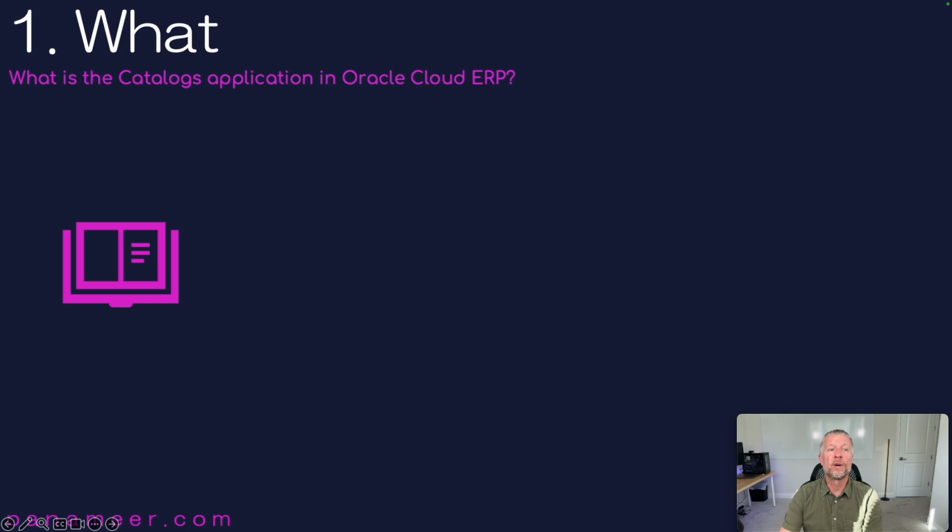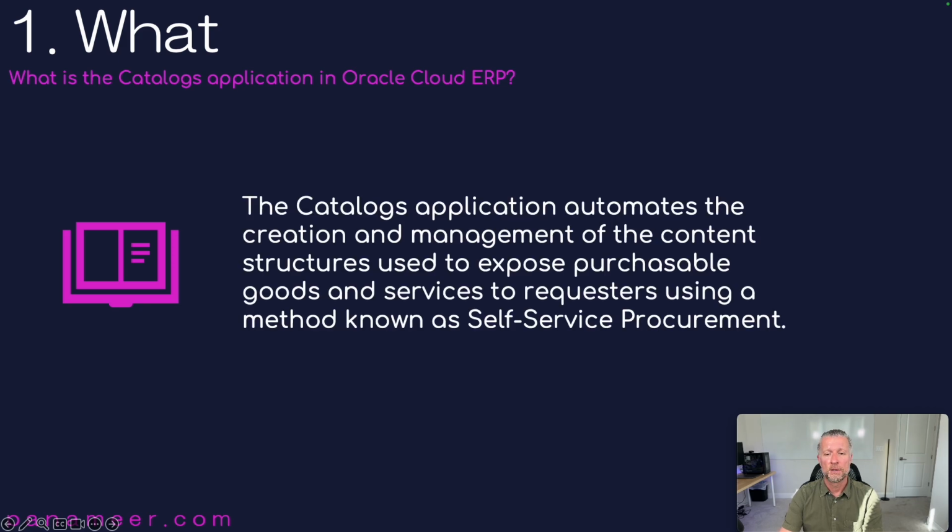Okay, slide 1. What is the Catalogs application in Oracle Cloud ERP? The Catalogs application automates the creation and management of the content structures used to expose purchasable content or goods and services to requesters using a method known as self-service procurement, or SSP, meaning that you source it once and you put it in a content structure so that all the requesters can repeatedly request what you've already sourced.